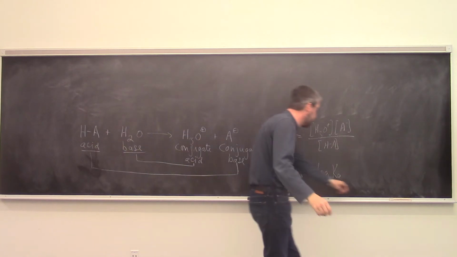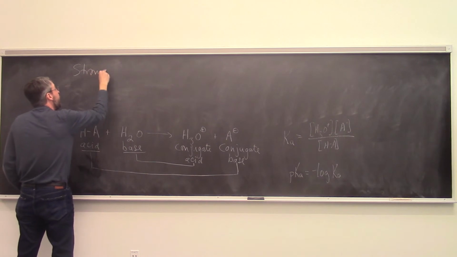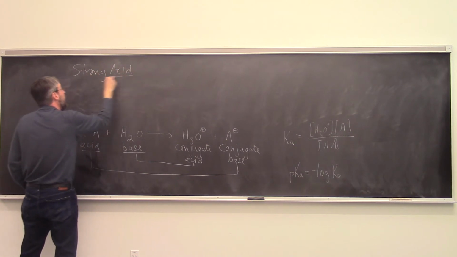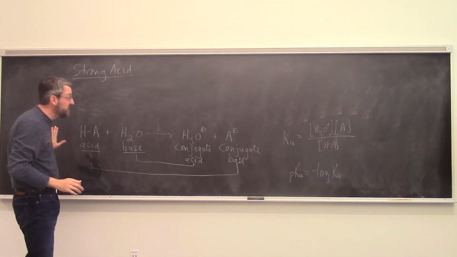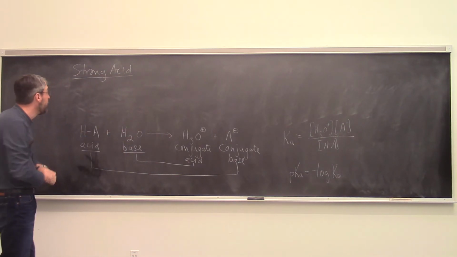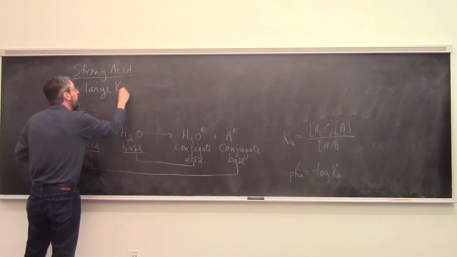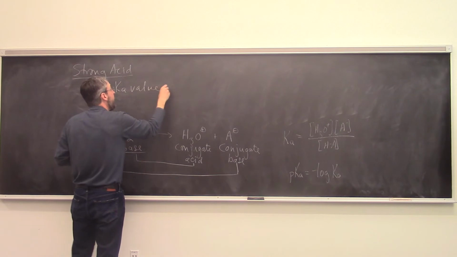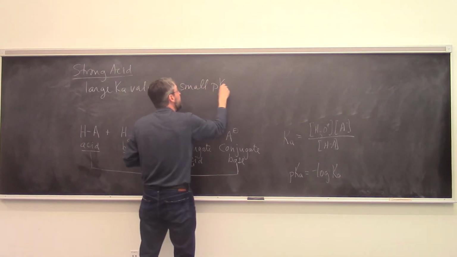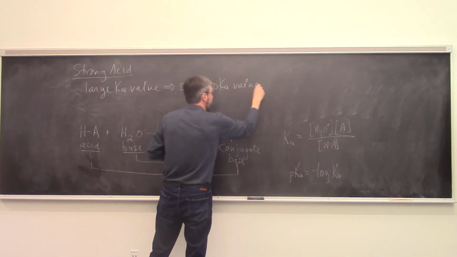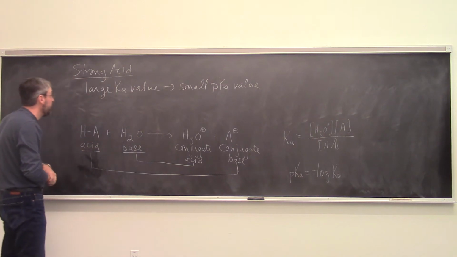So I'll leave that reaction there. So a so-called strong acid, and again, now I'm talking about the Bronsted sense, this one essentially completely dissociates in water. So a strong acid is going to have a large Ka value, which means it's going to have a small pKa value. And again, it's because of this negative sign here in front of the definition of pKa.